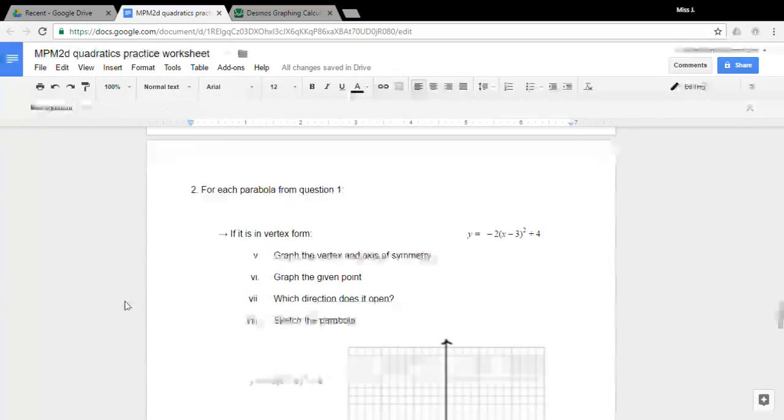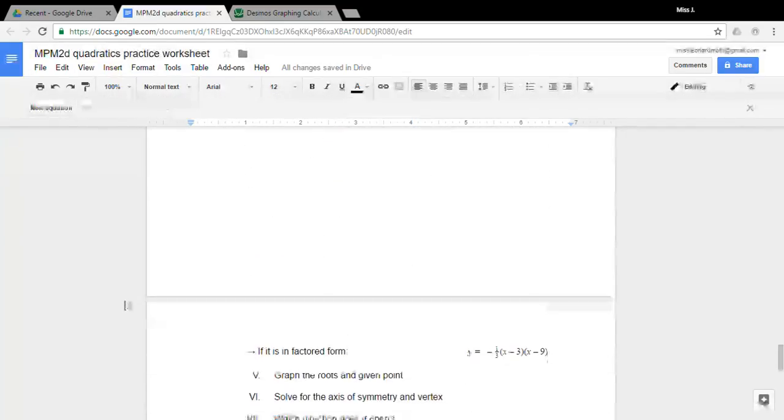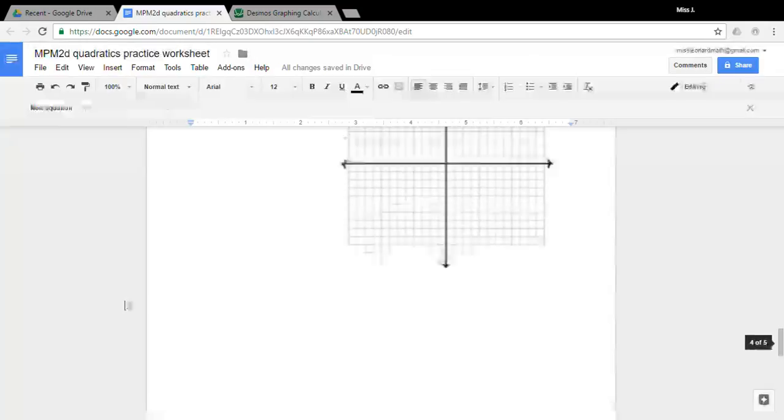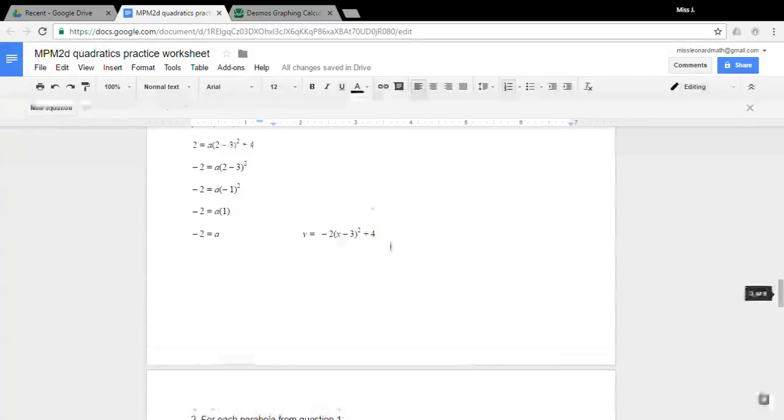Now the second page, for each parabola from question 1. First up, we have to see if it's in vertex form or if it's in factored form. Like I said, I'm going to do one of each for you. If it's in vertex form, let's work through the one I just did, the one from up here, 1b.